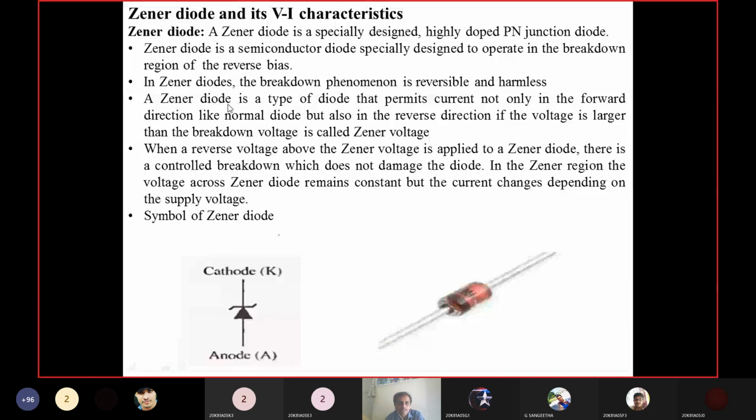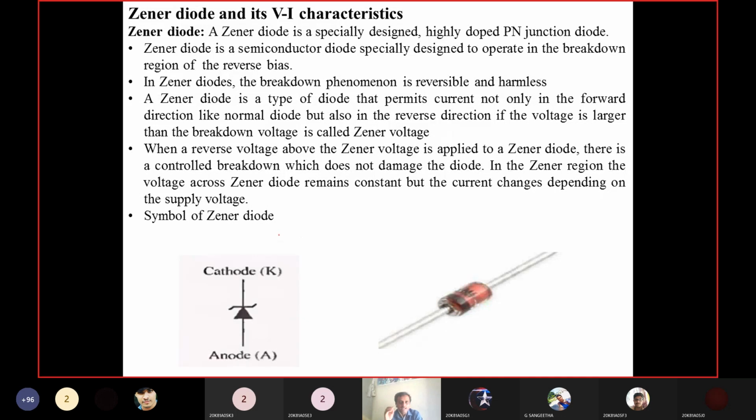Okay, and a Zener diode is a type of diode that permits current not only in the forward direction like a normal diode but also in the reverse direction if the voltage is larger than the breakdown voltage. That is called a Zener diode. The forward bias of a Zener diode is similar to the PN junction diode. But now coming to the reverse bias.